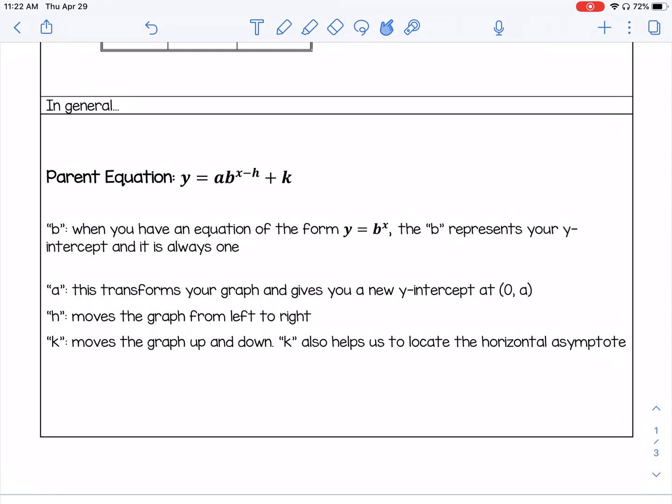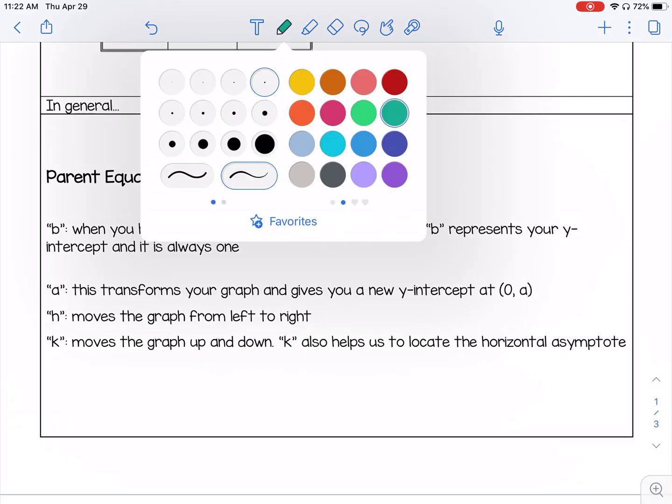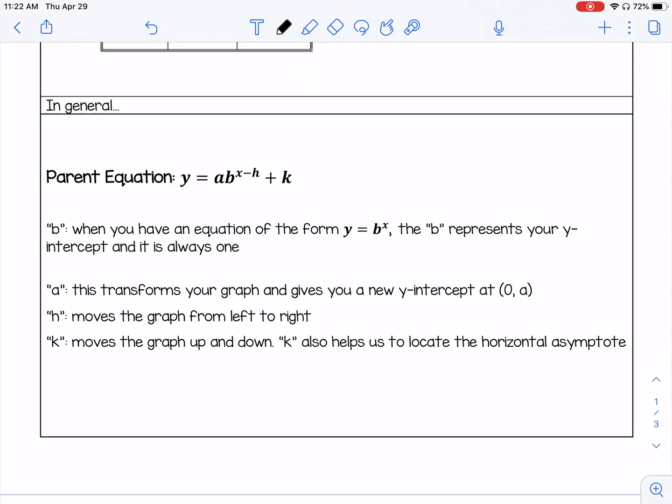So just a quick review from what you learned 2 units ago. The parent equation for an exponential function is y equals a b to the x minus h, plus k. What does that b mean? When you have an equation of the form y equals b to the x, that's the most basic form.